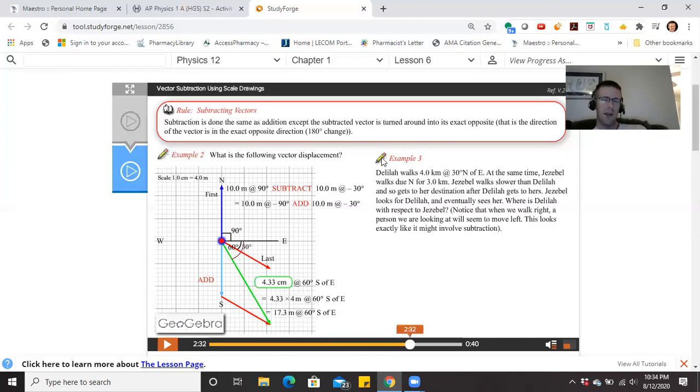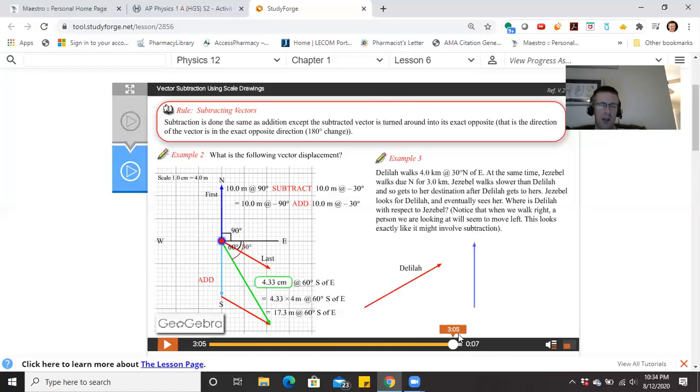Okay. And then the rest of the video is just another example. So I don't want to spend too much time on it because I want you to be able to study it without me giving it away. But you can see that we're basically taking two vectors. We're going to subtract them.